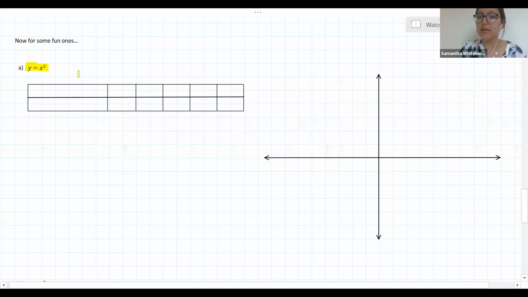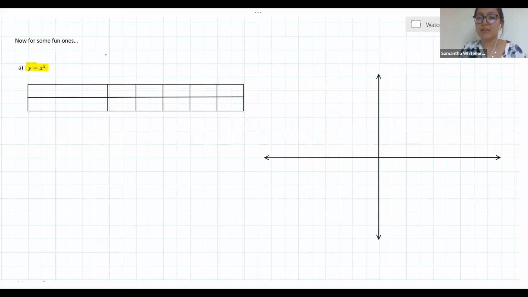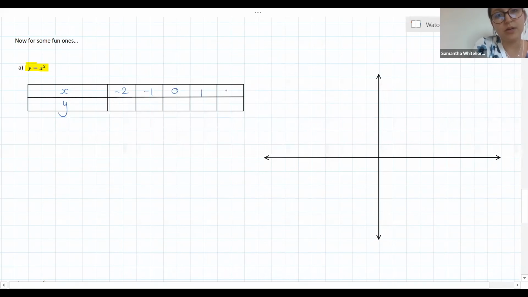So here, our equation is y equals x squared. So now we've got a squared in there. Once again, input, output. I'm going to give you some inputs to work with: -2, -1, 0, 1, 2.